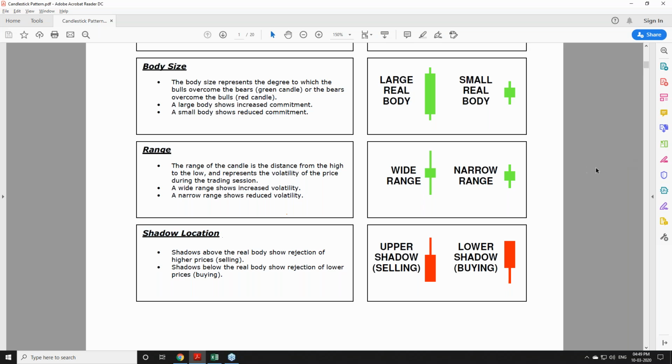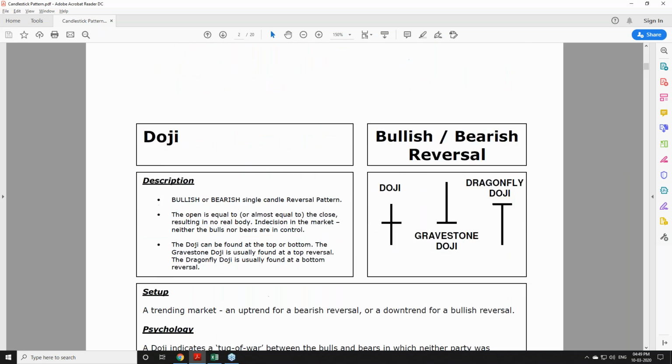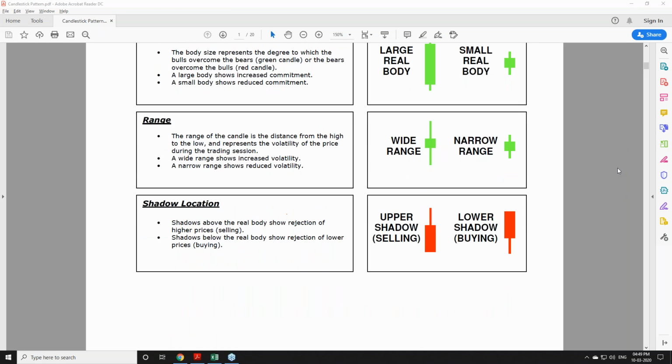Let me take a small blank piece. For example, a stock opened here, went high till here, but could not sustain itself in the high. Suddenly it started crashing, came down, came down, came down, and closed here itself. So open, high, low, and close.